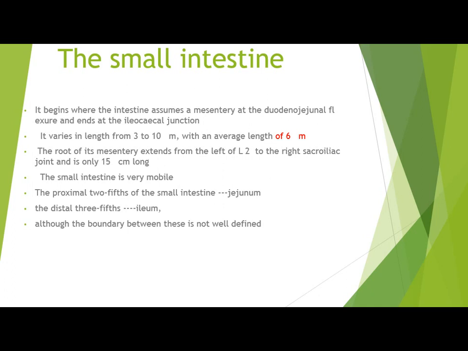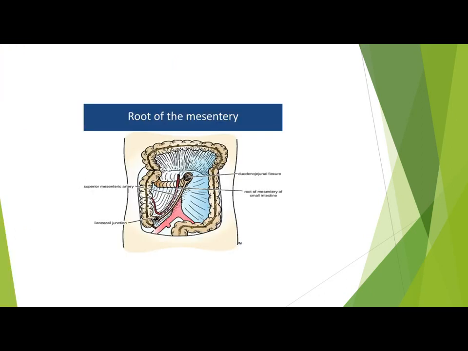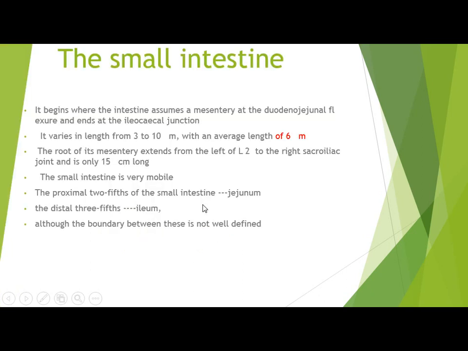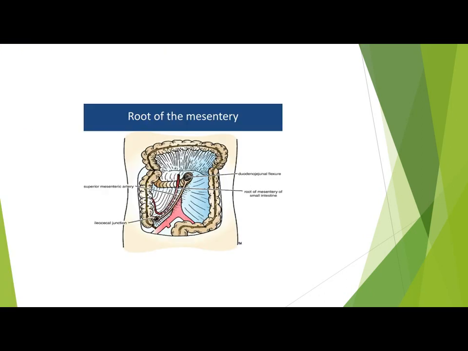The small intestine begins where the intestine assumes a mesentery at the duodenojejunal flexure. As in this picture, we see this is the duodenojejunal flexure. Its mesentery extends from the left of the second lumbar vertebra downward and to the right until the right ileocecal junction at the right sacroiliac joint. It varies in length from 3 to 10 meters, with an average of 6 meters. The small intestine is very mobile, and 2/5 of it is the jejunum and 3/5 is the ileum. The boundary between these is not well defined.